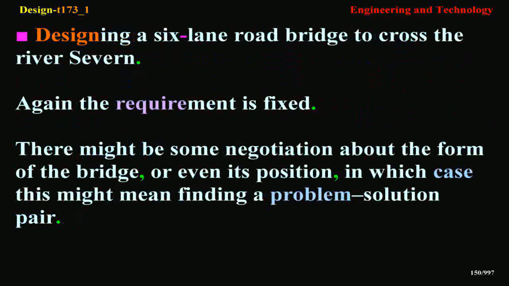Designing a 6-lane road bridge to cross the River Severn. Again, the requirement is fixed. There might be some negotiation about the form of the bridge, or even its position, in which case this might mean finding a problem-solution pair.